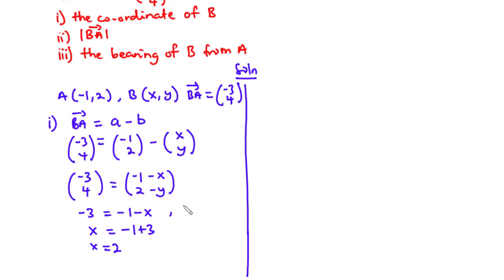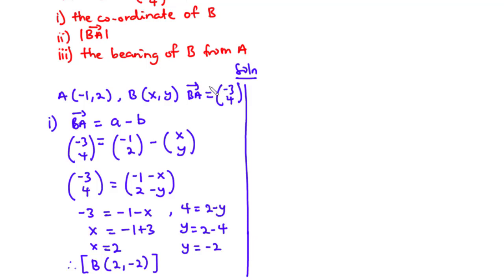Now for the y component, we have 4 equals 2 minus y. We transpose -y to the left hand side, +4 to the right hand side. So that is y equals 2 minus 4, and then we have y equal to -2. Therefore, the coordinate of B is (2, -2).